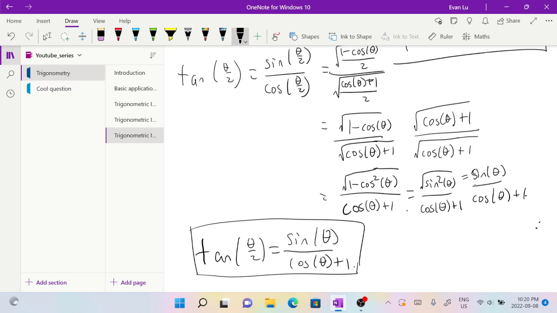So for next time, we're going to be looking at things that don't really involve angles anymore. We're going to be looking at sum to product and product to sum, trying to simplify having two trigonometric formulas multiplied together versus having two trigonometric functions added together, and then we'll try to see how we can swap between the two.